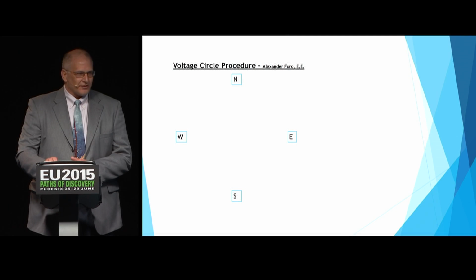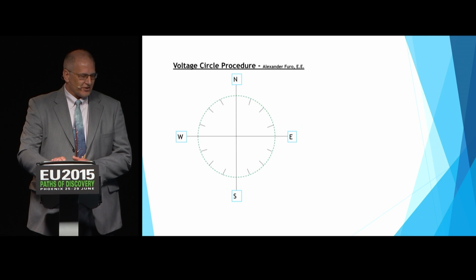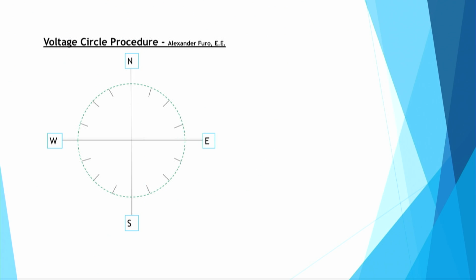You orient yourself to north, south, east, west, and find the center point of a circle, typically 50 feet in diameter. Install a ground rod at the center with a wire hooked to it, a voltmeter in between, and another ground rod. And you proceed to take readings around the circle. In this case, it was millivolts AC.